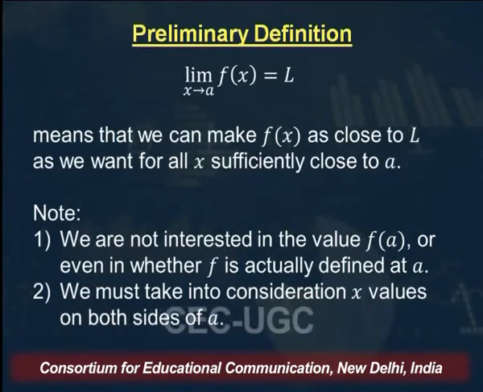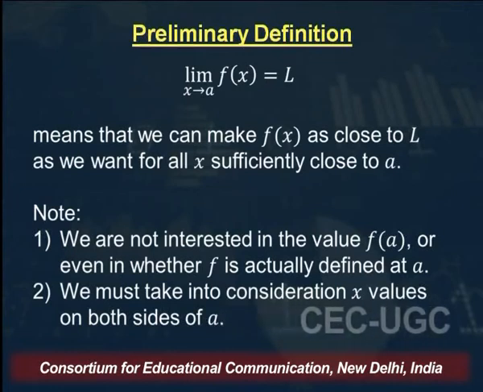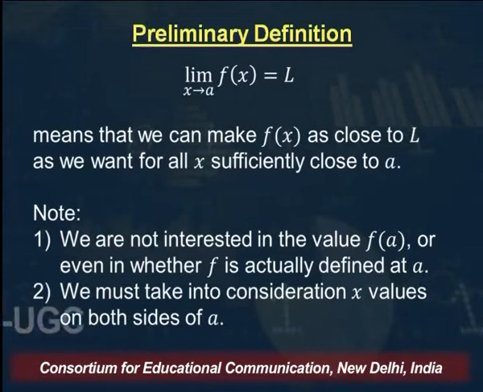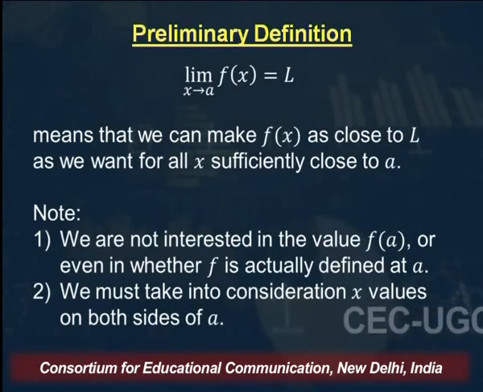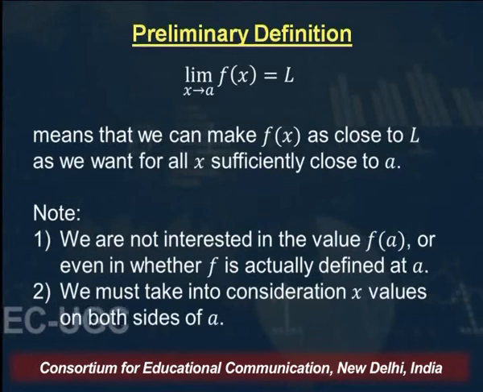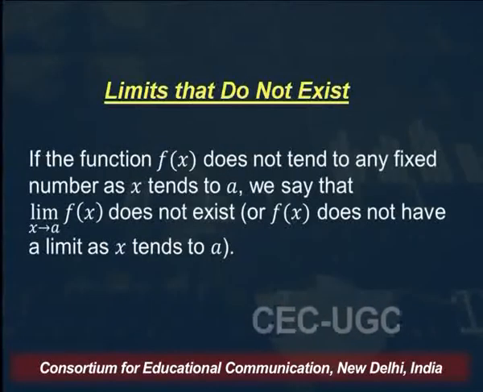And also the point here is that we're not interested in the value of the function at a, right? The function may or may not be defined at a. We are interested in how the function behaves for x values close to a. So I'm repeating this again and again because I would like you to really internalize this aspect.